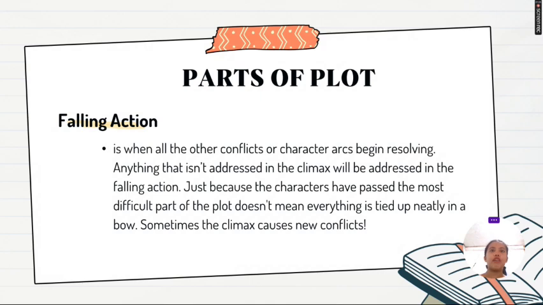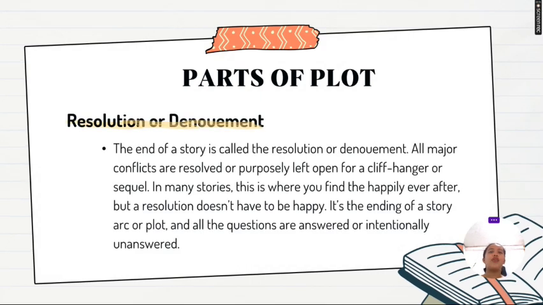So the last part of the plot structure is the resolution or the denouement. So the end of the story is called the resolution or denouement. All major conflicts are resolved or purposely left open for a cliffhanger or sequel. So this is where, for example, you will not like the ending. It's because the author must be planning a part two or book two of that specific story.